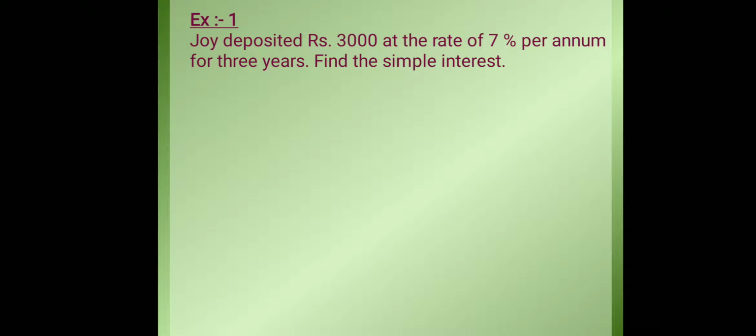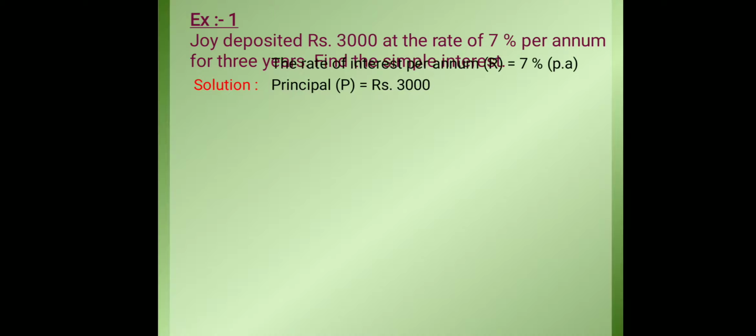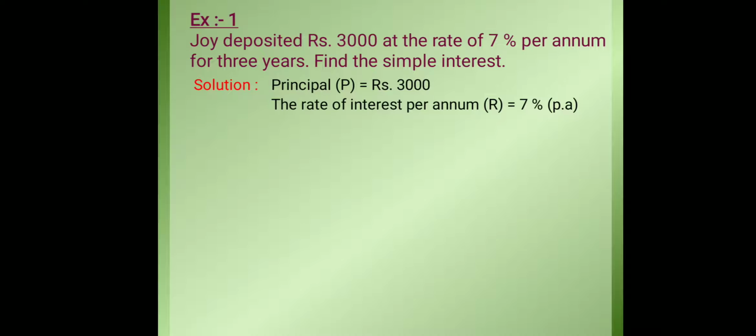Here is example number 1. Joy deposited rupees 3000 at the rate of 7% per annum for 3 years. Find the simple interest. Let's find the solution. Here principal P is equal to 3000 rupees. The rate of interest per annum R is equal to 7% PA, that means per year. And time T is equal to 3 years.